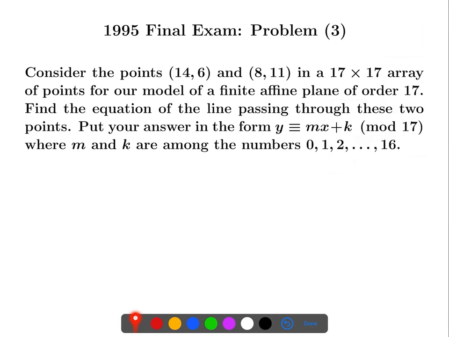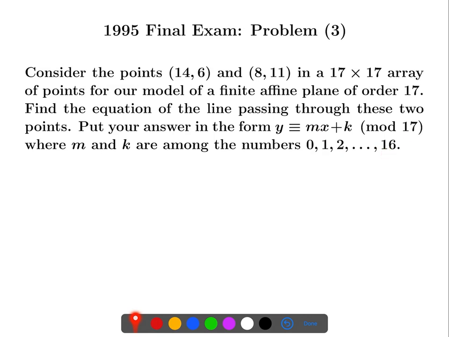For this 1995 final exam question, we have 2 points in an affine plane. And what you should know is that if you're given 2 points in an affine plane, there's a unique line that passes through those 2 points. So we should be able to find a line that passes through those 2 points. What we're trying to do is figure out what m and k have to be for this line passing through these 2 points. We can take m and k between 0 and 16 since we're working mod 17.